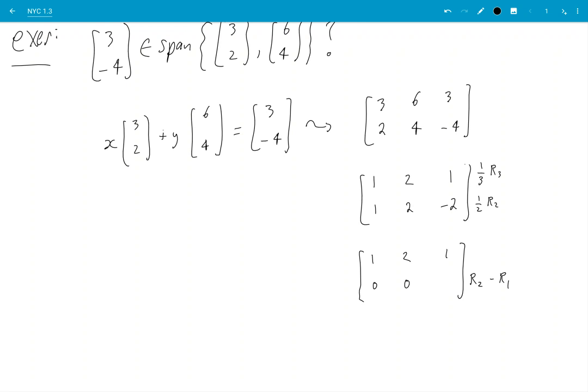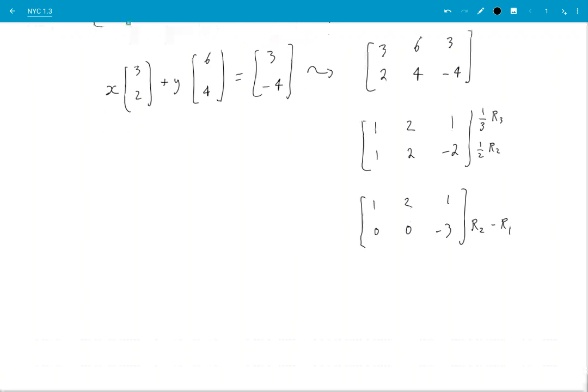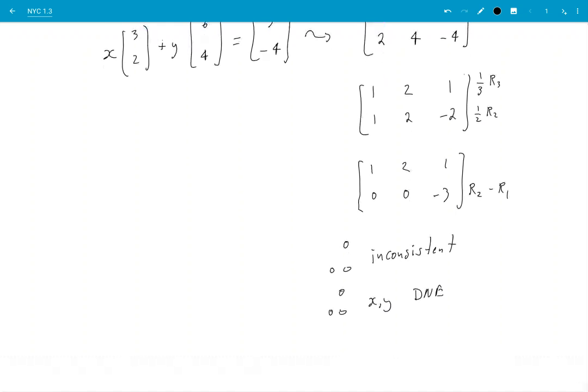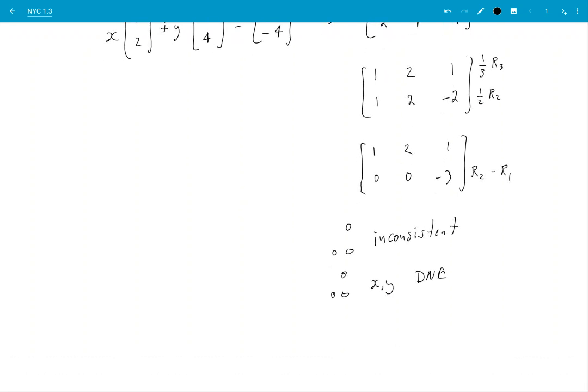Nope, made a boo-boo here. This should be -3. Okay, so here I see it's inconsistent. Therefore, x and y do not exist. Therefore, no is my answer to the original question.